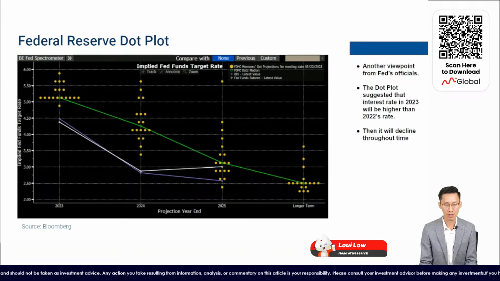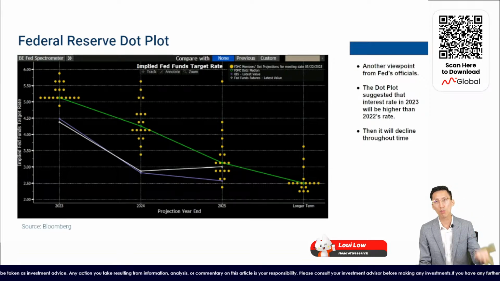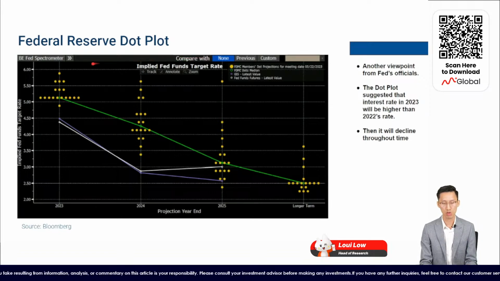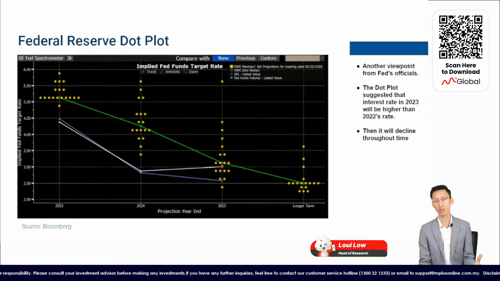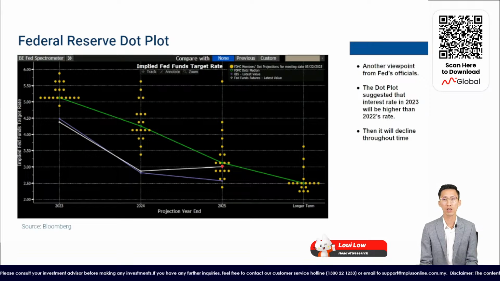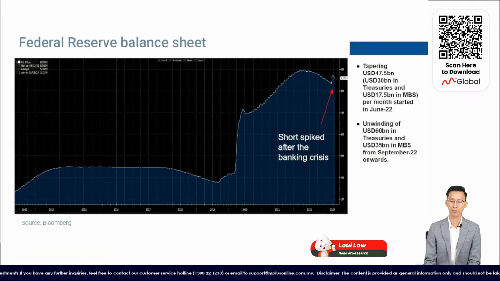In terms of the Federal Reserve dot plot, this is a viewpoint from the Federal Reserve. What they suggest is that in 2023 this should be the highest point, near 5%. Going forward it should be around 4 point something percent, and going into 2025, it may go down to 3%. So what I'm thinking here is that overall, we are expecting this interest rate upcycle to be peaking right now and may go down over time.